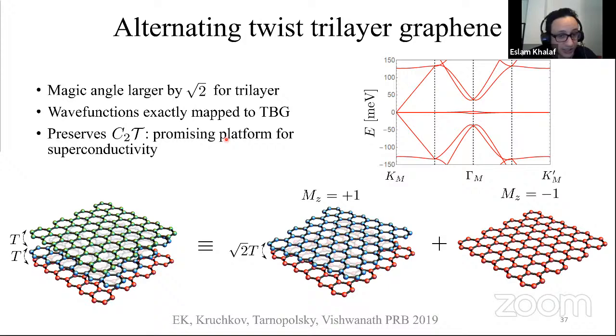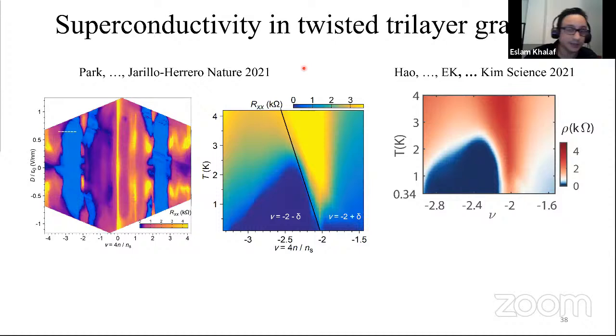And this prediction was indeed verified by experimentalists, both Pablo Jarillo-Herrero's group at MIT and Philip Kim's group at Harvard. So what they saw is that, this is the data from the MIT group, this is the data from the Harvard group. They found superconductivity at a Tc that's around 2.5 K, so roughly square root of 2 larger than the Tc found in twisted bilayer graphene.